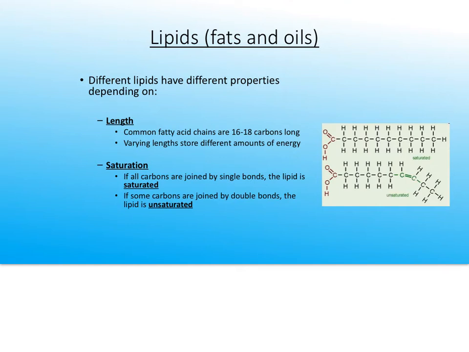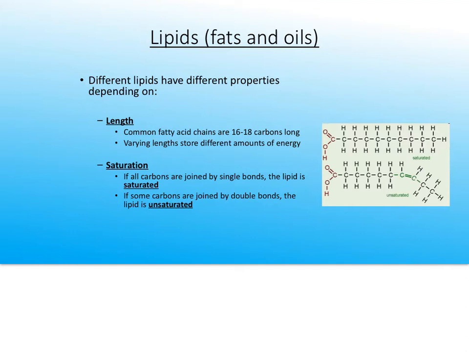Now, different lipids have different properties, and that has to do with their structure. So if we look at length first, right, fatty acid chains have different lengths of carbon and hydrogen. Usually they range from 16 to 18 carbons in length, but they can be shorter and they can be longer. The length sort of varies with the amount of energy that the fat is storing, but it's not like a perfect connection either, so you don't have to know that short ones are less energy or anything like that.